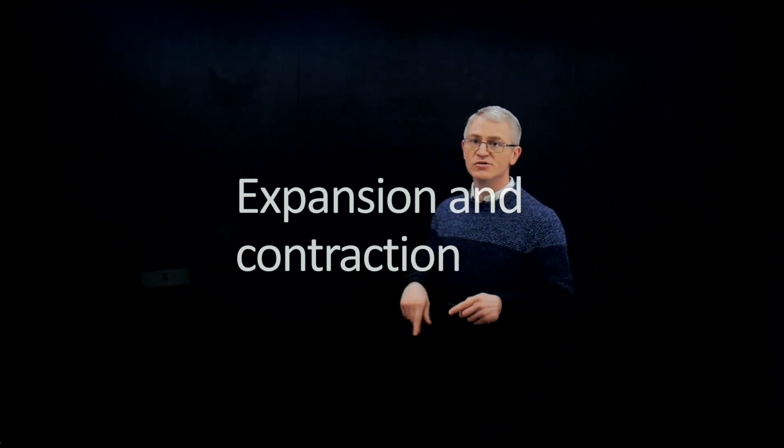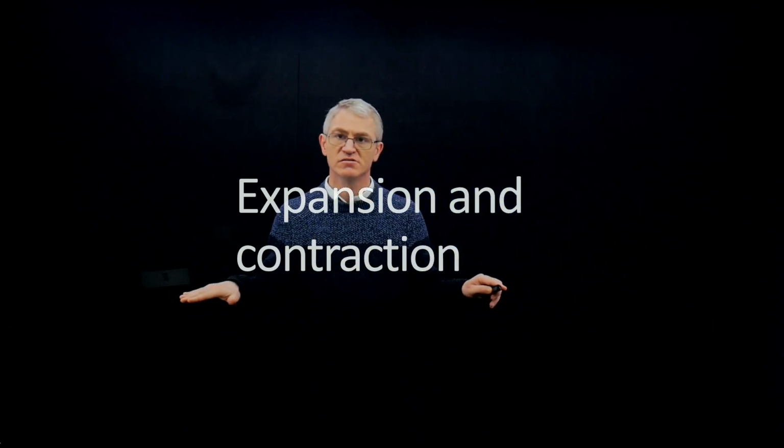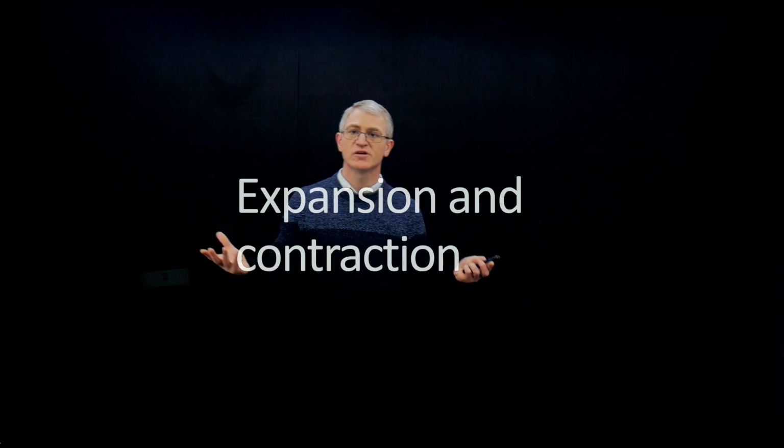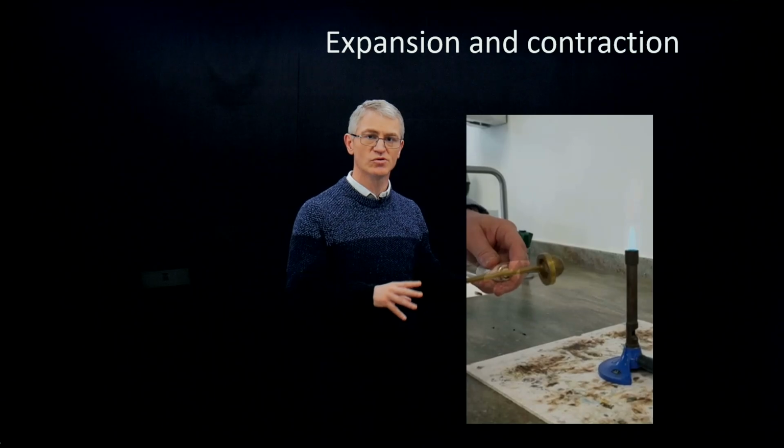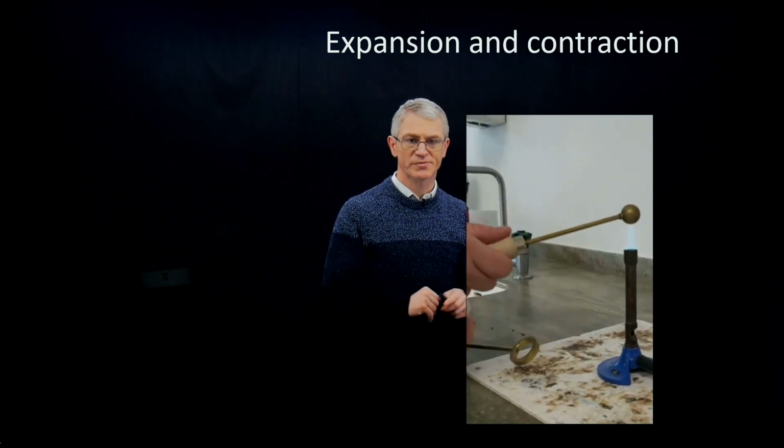So we're going to do expansion and contraction, and we're going to go through a few examples as we go along. So the first example is the classic ball and hoop.